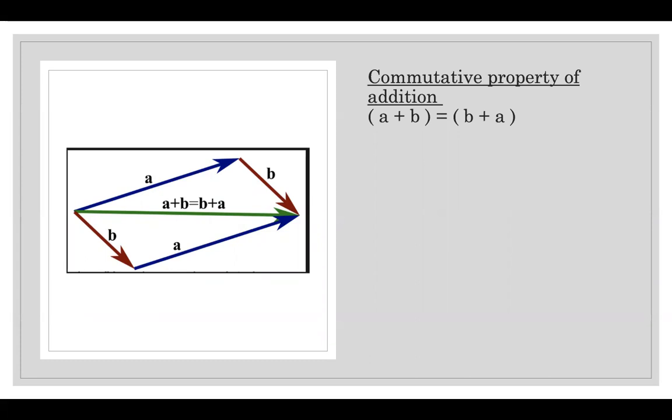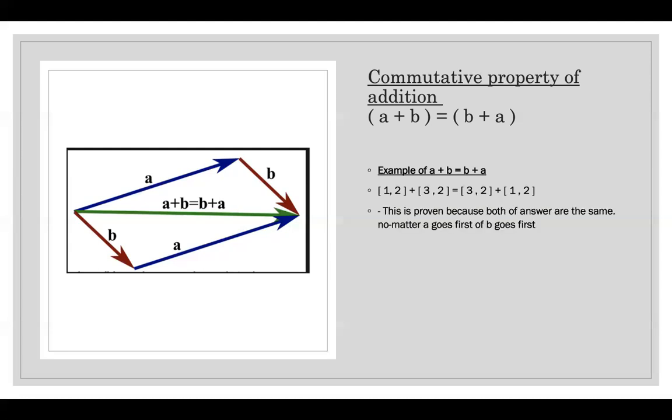For this one, we can set an example, which is (1, 2) plus (3, 2), and this equals (3, 2) plus (1, 2). No matter what, the answer you'll get is the same. If you add (1, 2) with (3, 2), you'll get (4, 4). And (3, 2) with (1, 2), you'll also get the same answer, (4, 4). So this proves that the answer is the same no matter who goes first.